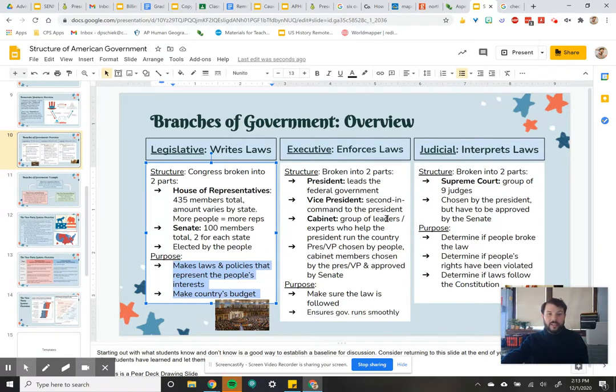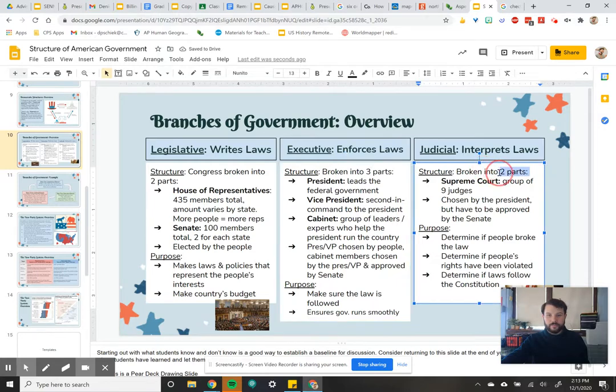Our next section is the executive branch, and they're the folks who enforce the law. And this is broken into 3 parts. Okay, so broken into 3 parts. First, we have the president. Obviously, he or she leads the federal government, or they.